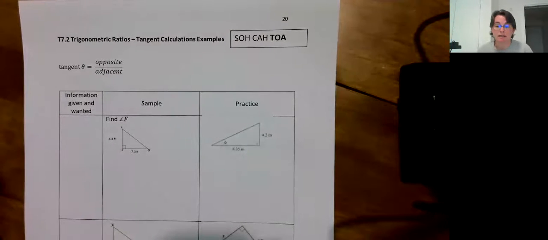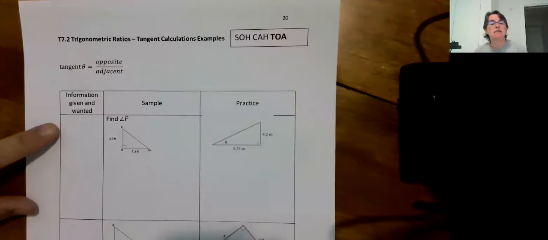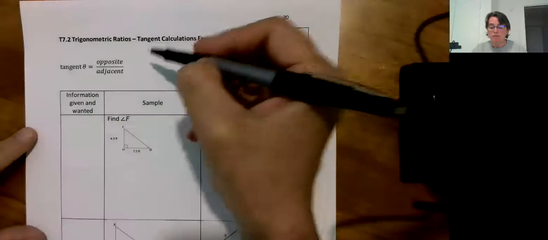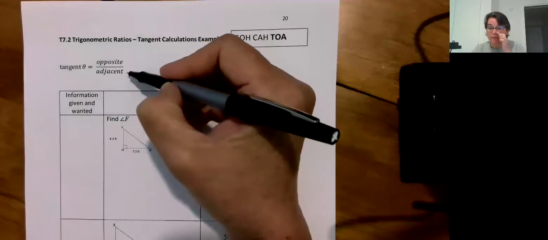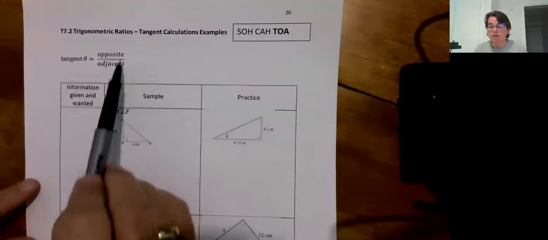Just like your sine and cos, this is kind of like your master page. So if you get stuck doing questions later on, you can always come back to this because we're going to list every time the information that we're given and what we want. And there's only three choices. That's it. Either you want the angle, you want opposite, or you want adjacent. Those are the only three choices.